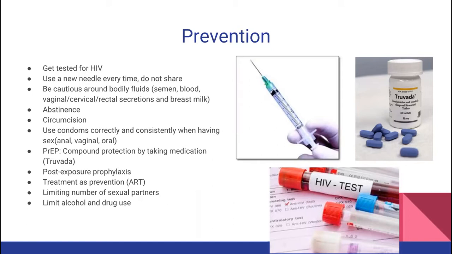As we learned earlier, HIV is transmitted through bodily fluids, including blood, vaginal, cervical, rectal secretions, breast milk, and semen. Because HIV is transmitted through blood, it is important to use a new needle for each injection. Sharing needles increases the risk of HIV transmission.